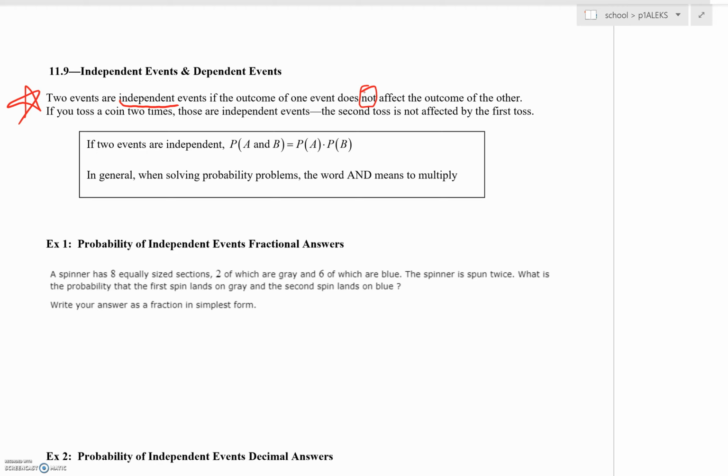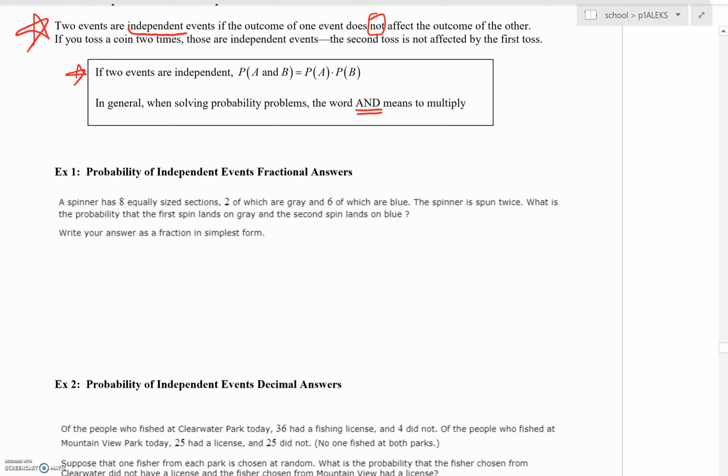So what we're going to see is this. If two events are independent, the probability of A and B occurring would simply be the probability of A multiplied by the probability of event B. What you're going to see is for independent events, the word "and" is generally going to mean multiply. Let's take a look and see how this can come together.